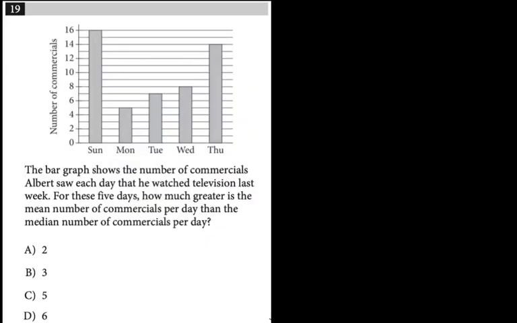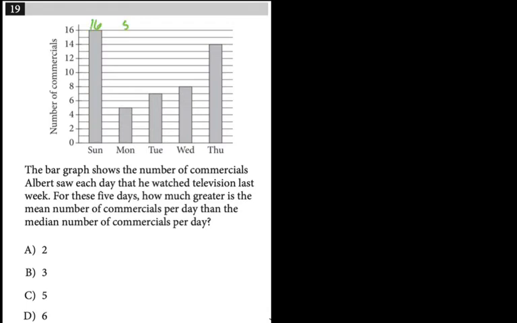Number 19, the bar graph shows the number of commercials Albert saw each day that he watched television last week. For these 5 days, how much greater is the mean number? Mean is just average, right? So every time you see mean, just say the average number of commercials per day. Then the median, that's the number that's totally in the middle when you line them all up, right? From smallest to largest, the number dead center is the median. So we want to know how much bigger the mean is than the median. So first up, you have to read this bar chart and figure out what's going on.